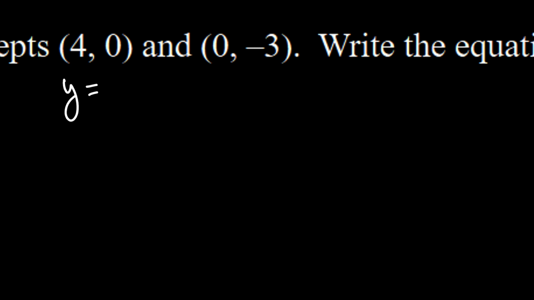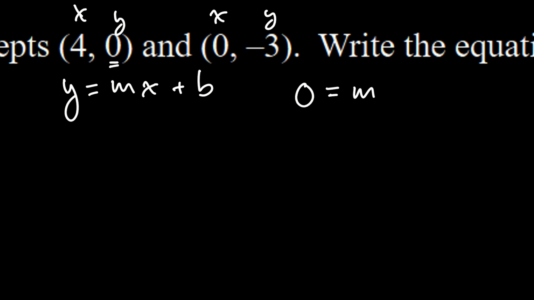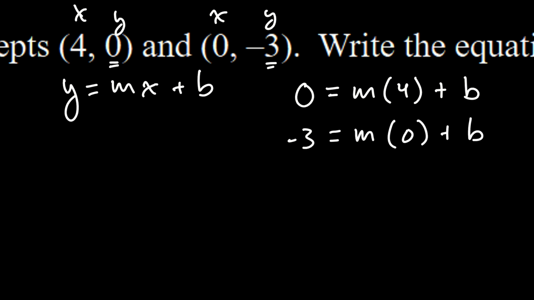So I'm going to consider y equals mx plus b, and I'm going to use the xy values I was given from these 2 points to write 2 equations and then solve a system. So in the first equation, I would get 0, because that's what y is, right? 0 equals m times x, x is 4 in this case, and then plus b. So that's the first equation I'm going to write. The second equation, y is -3, so I'll write -3 equals m times 0 and then plus b.